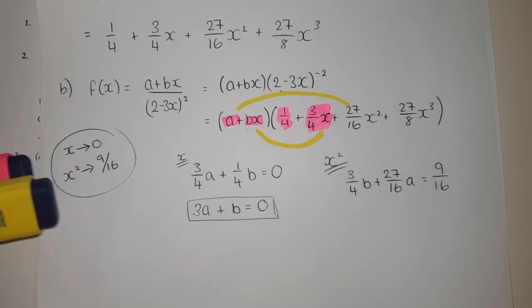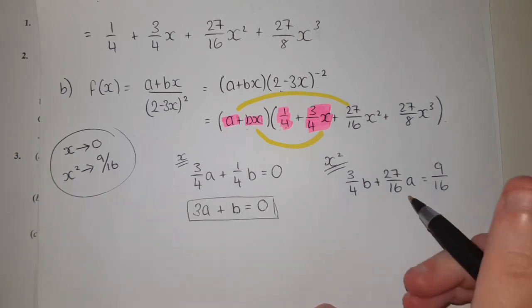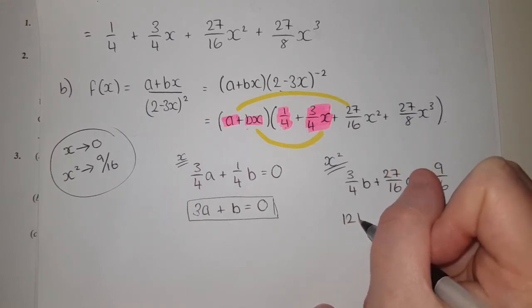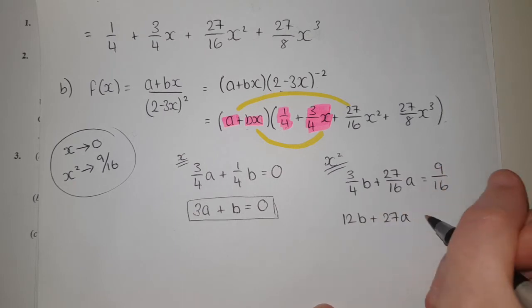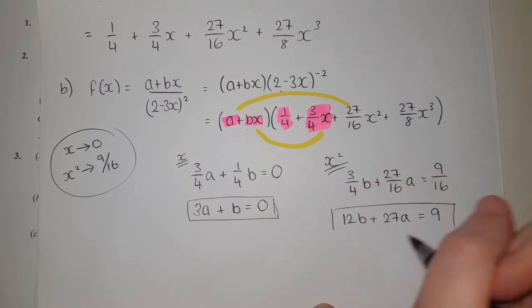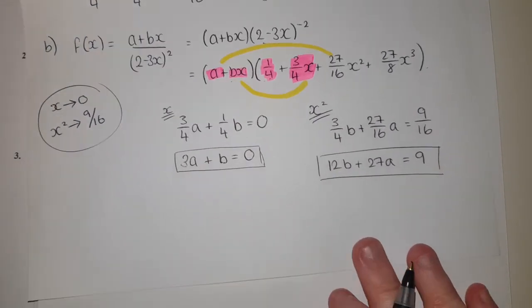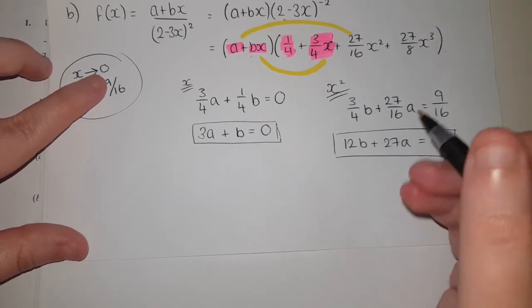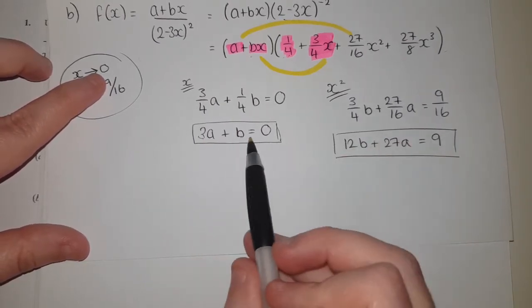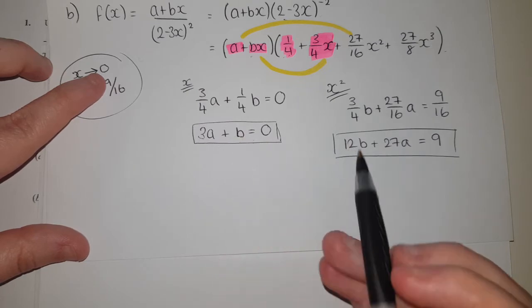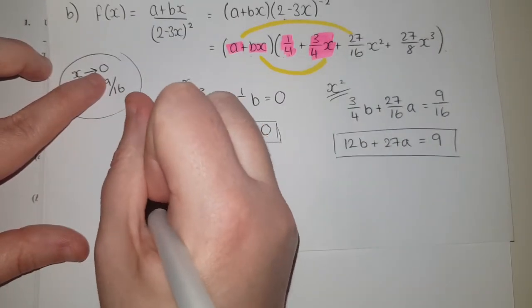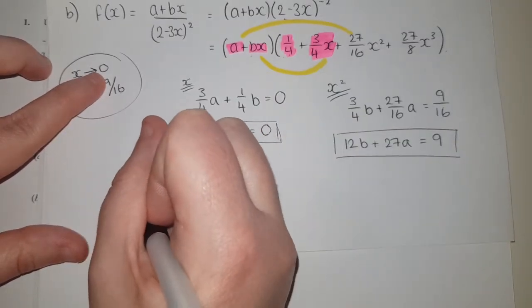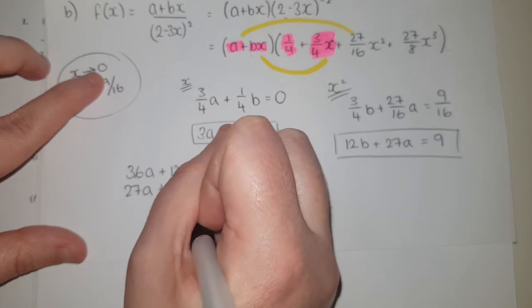So if I multiply all the way through by 16, I'd get 12b plus 27a equals 9. And I've got a second equation. You're back to linear equations from GCSE that we can solve quite easily. To get these to have the same values, I'm going to multiply the first one by 12 so that the b's are the same. So I get 36a plus 12b equals 0. And on this one, I had 27a plus 12b equals 9.